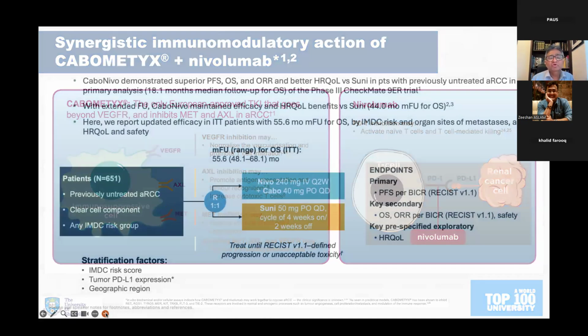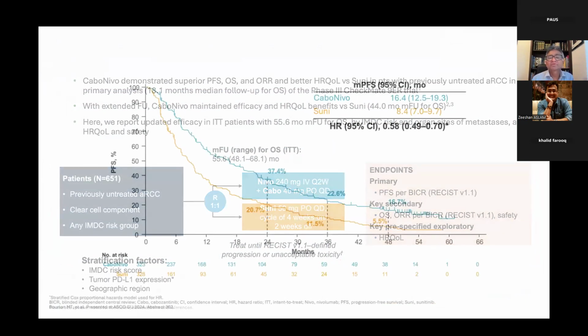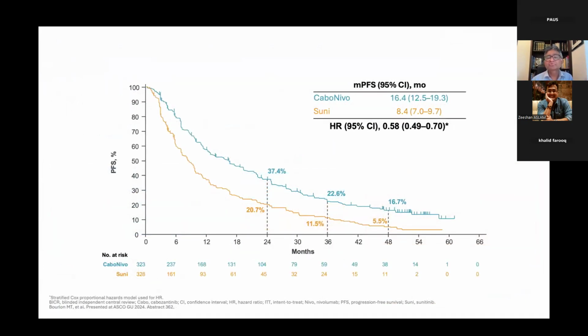So with all these combination treatments, progression-free survival is the primary endpoint, looking at overall survival as the secondary endpoint, and overall response rate and quality of life are quite key in these cases. If stratification factors were there, like any other randomized trial, you would expect that this will be very well balanced. And it was. What was interesting was that your progression-free survival doubled, 8.4 versus 16.4 months, with a hazard ratio of 0.58. At 24 months, 20.7 versus 37.4% PFS, 11.5 versus 20, and 4 years as well.